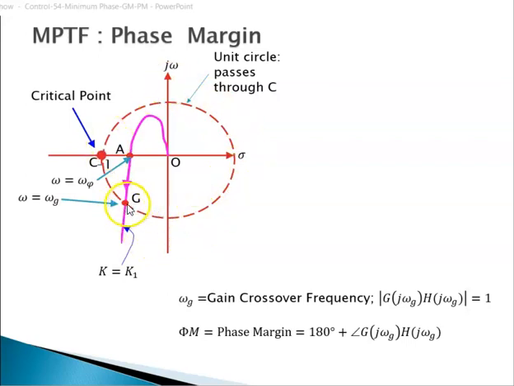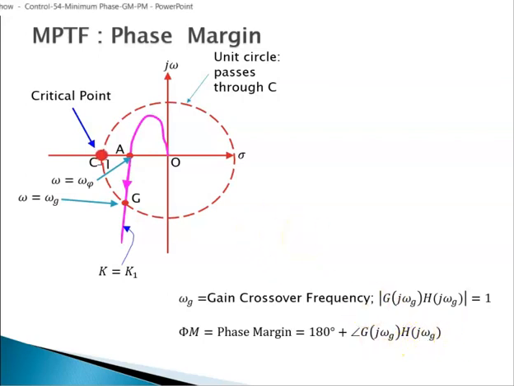So at G, the magnitude is 1 because it is on a unit circle. So the magnitude of G(jω_g)H(jω_g) is equal to 1. And the phase margin is 180 degrees plus the angle of G(jω_g)H(jω_g).